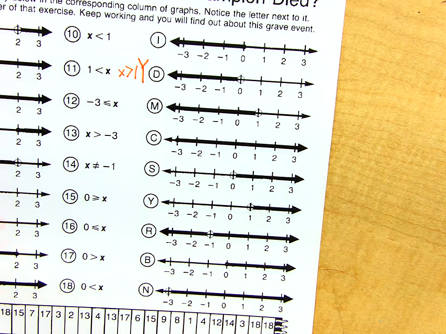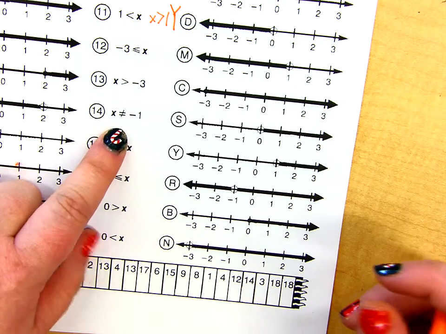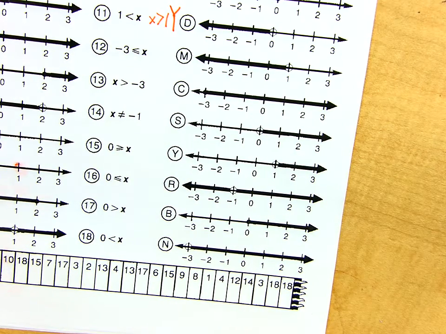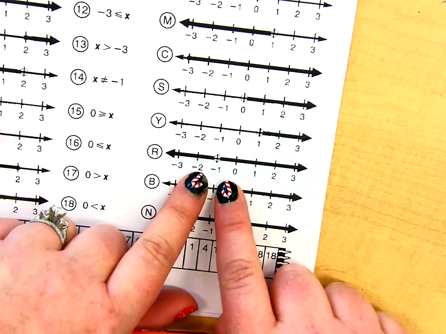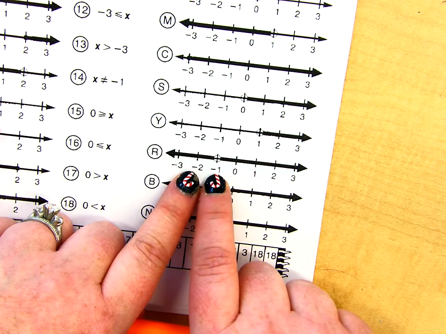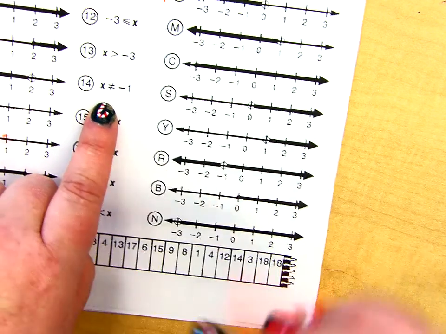Now, how do we graph these weird ones like number 14? I want to graph any number that's not -1. So just not -1. What kind of a dot do you think would be at -1 if I can't have it? Open, right, because open says you can't include this number. So I'm looking for an open dot at -1. So let's see what my choices are. Oh, well, it's got to be R. But yeah, pretend I didn't have all these options. See how everything else is shaded except for -1? Do you see that? That's how you graph something like 14. X is not equal to -1. So 14 should be choice R.